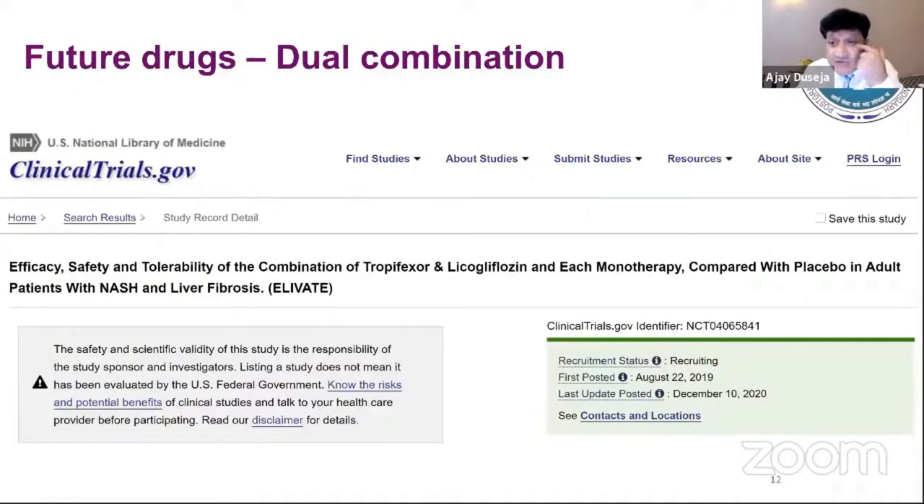And this is the ELEVATE trial, which I said is from Novartis, which is using tropifexor and licogliflozin. Licogliflozin, again, is an SGLT2 inhibitor. Tropifexor is an FXR agonist, and here you're trying to improve the efficacy, improving the F2 and the F3. As I said, this is an ongoing phase 2 trial, which is good.